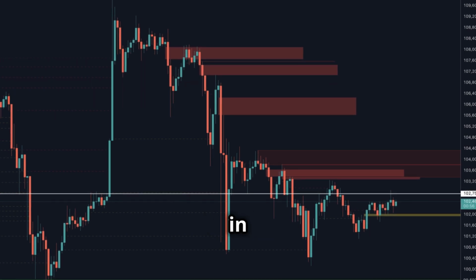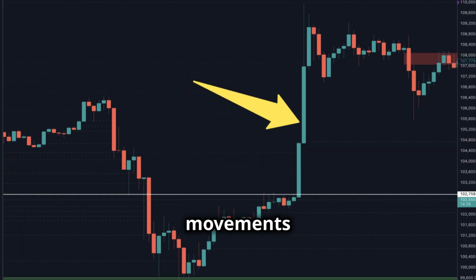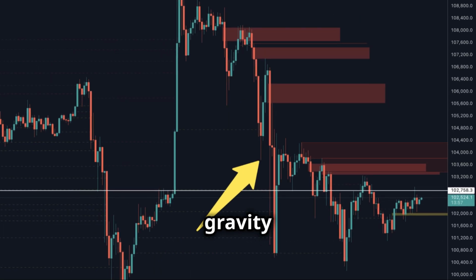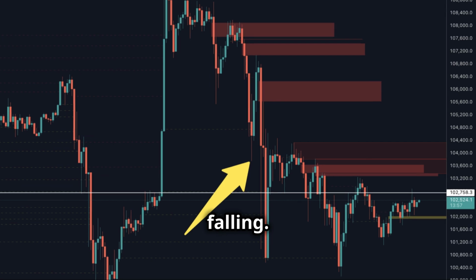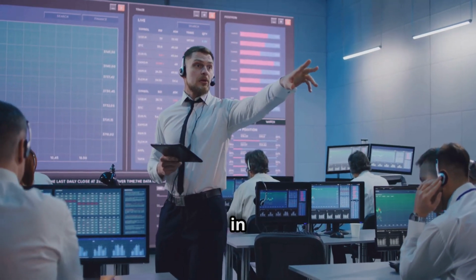Always keep Bitcoin in focus as the ultimate indicator. Its movements can act as rocket fuel for altcoins when rising, or create a gravity well when falling. Understanding this relationship ensures you're trading with the bigger market picture in mind.